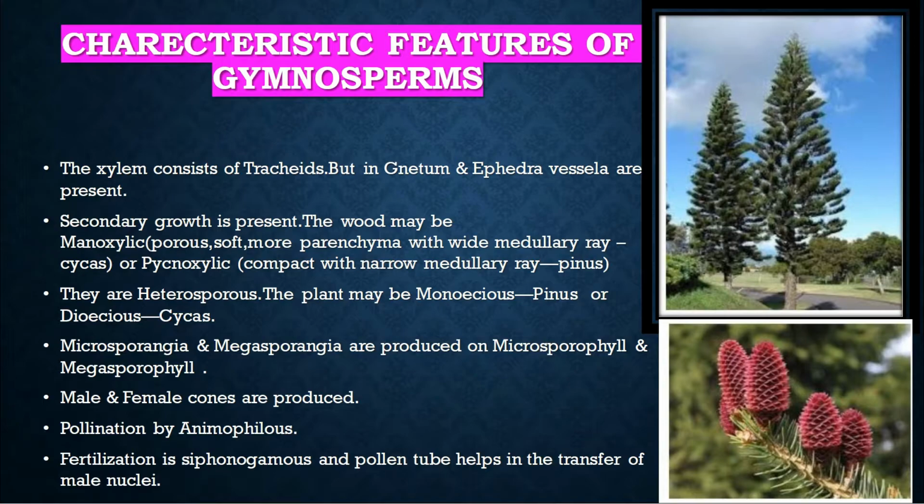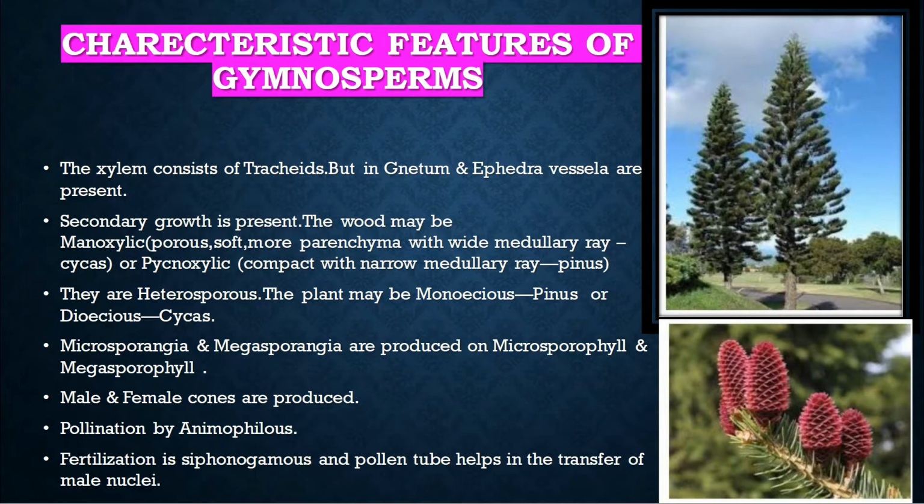Secondary growth is present. The wood may be monoxylic as in the case of Cycas. Monoxylic means the wood will be soft, porous, and have more parenchyma with wide medullary rays. In some cases they are pycnoxylic. Pycnoxylic means the wood will be compact with narrow medullary rays, for example Pinus. They produce 2 types of spores. They are heterosporous. The male and female cones are produced as microsporangia and megasporangia on the microsporophyll and megasporophyll.